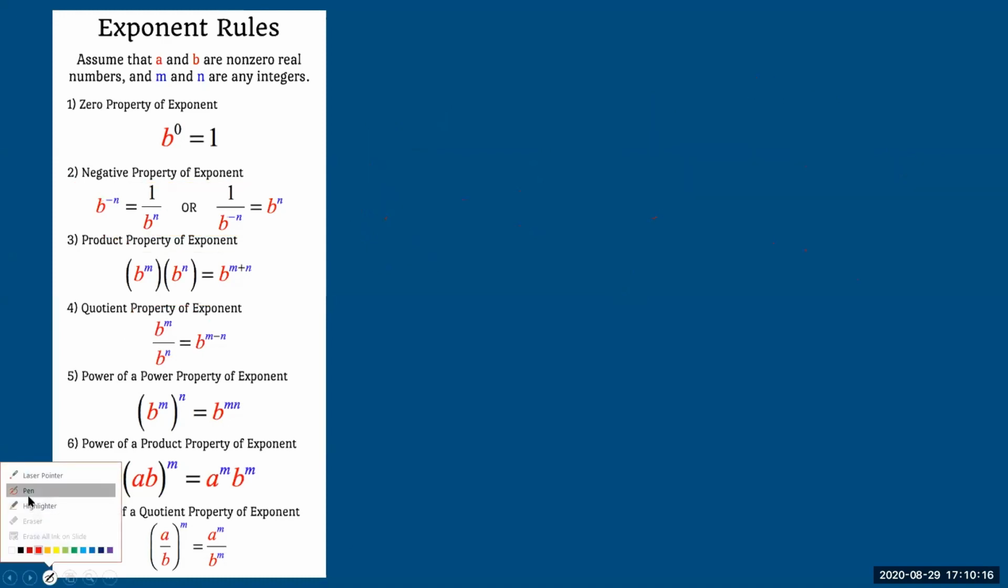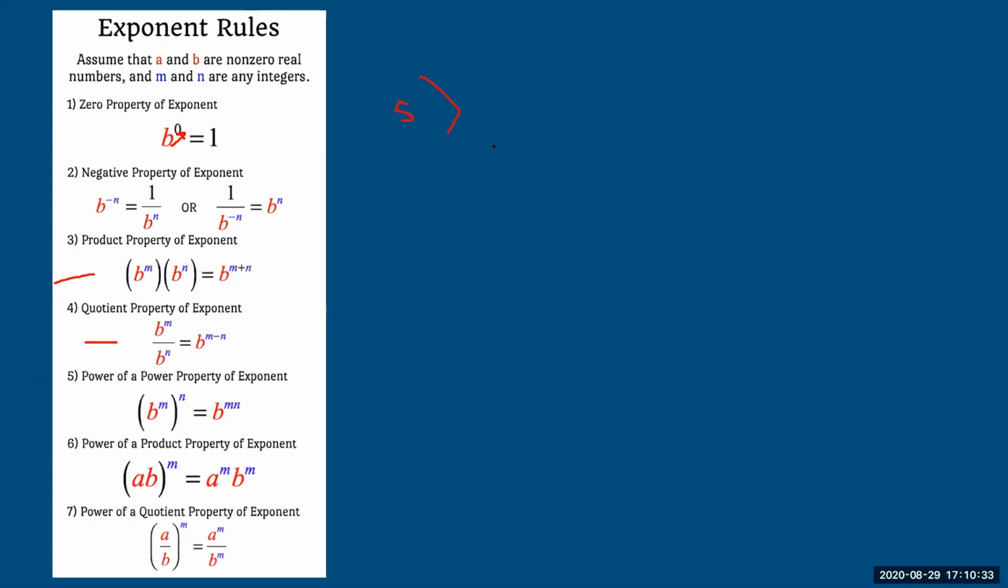So far the most common rules are these two rules, number 3 and 4. Number 2 is like a given, like everyone should know it. And 1 is just easy. It's like anything to the 0th power is 1, except for 0. 0 is special. All right. Number 5, this is easy.